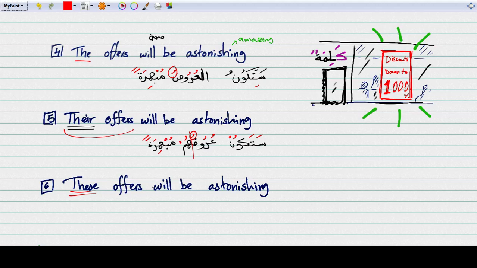Okay, now these offers will be astonishing. I'm gonna write the same sentence we did in the beginning, take that as a model, and do the changes on it. So ستكون العروض مبهرة.